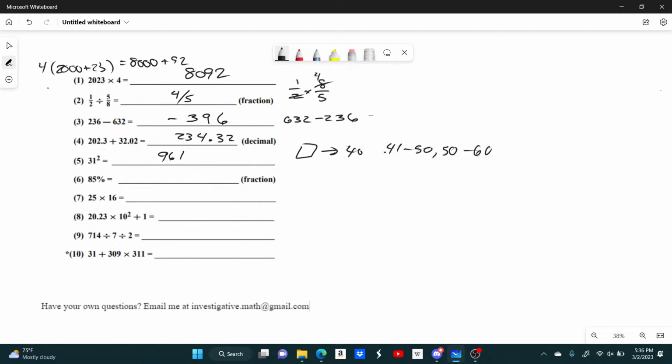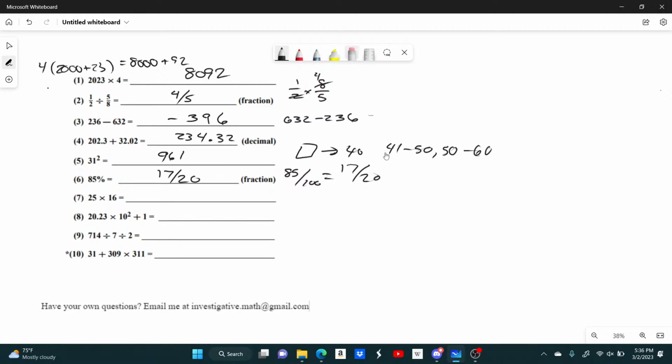Let's see, how can we do this? Well, 85% is the same thing as just 85 over 100, right? So I guess all we have to do is just simplify this fraction. These are both divisible by 5, so 17 over 20. Pretty straightforward.